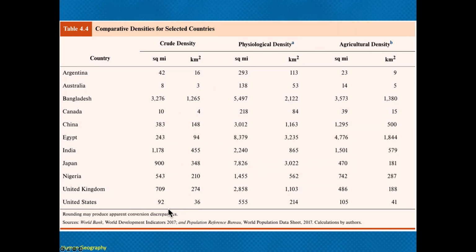So in the United States, the numbers are pretty low: 92, 555, 105. So the closer the numbers are, the better. But look at places like Australia: 8 to 138. Why? Because large areas of Australia are not really farmable.